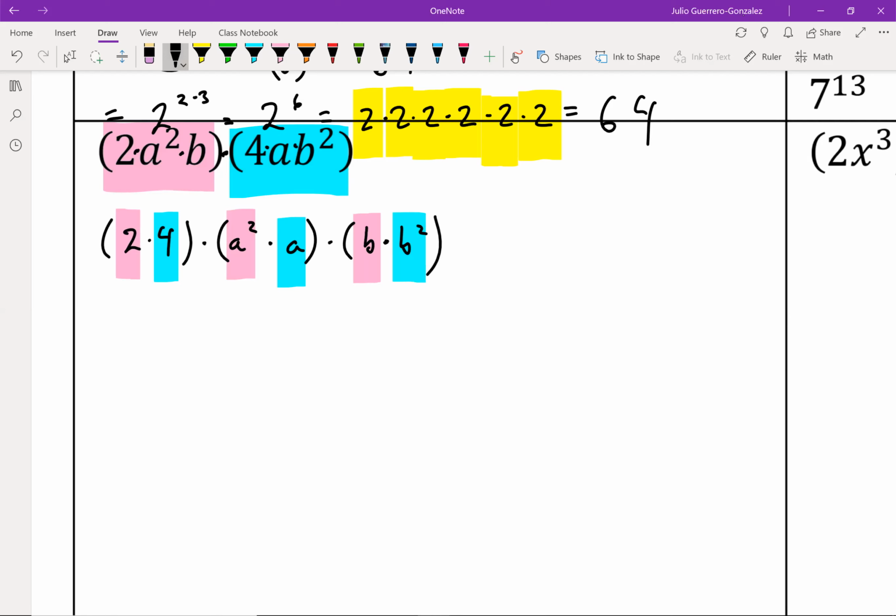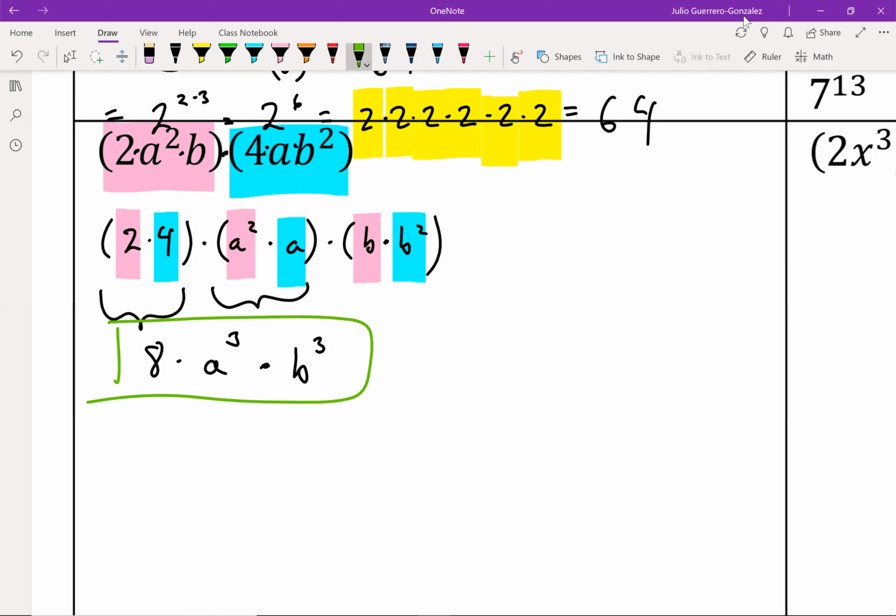So now, 2 times 4 is 8, times this thing right here, A squared times A, which is A cubed. And then B times B squared is B cubed. And we are done.